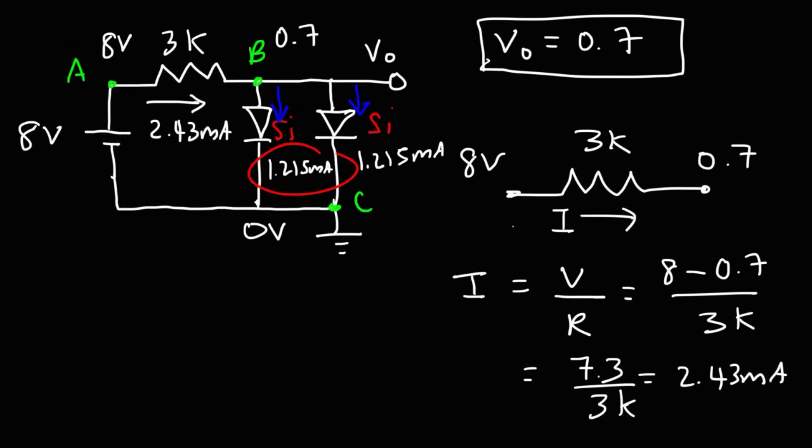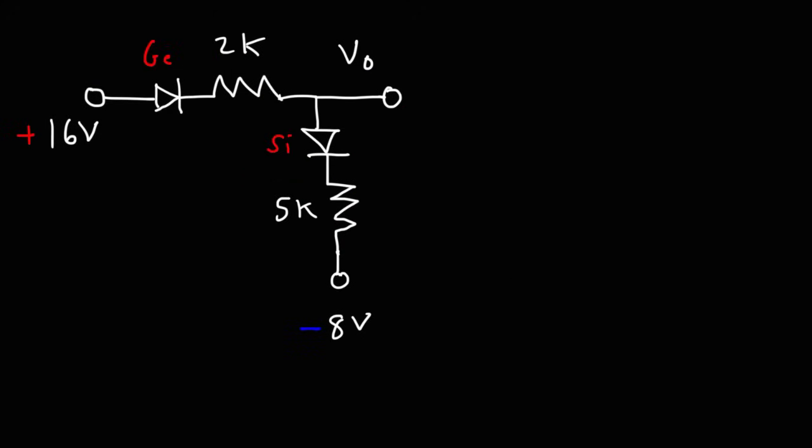So that's it for this problem. That's how we can calculate the current through each diode as well as the output voltage. Let's work on this example. Go ahead and calculate the output voltage and the current flowing through the 2K and the 5K resistor.